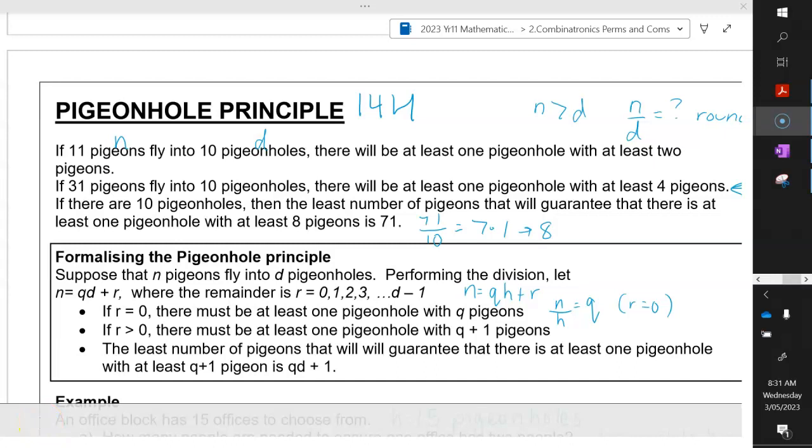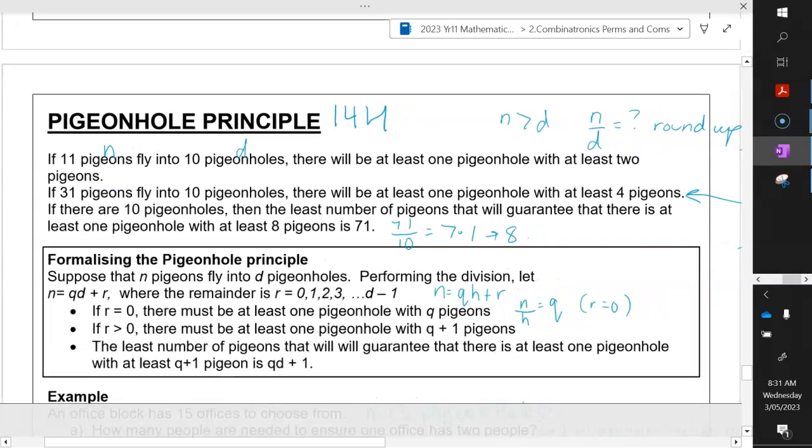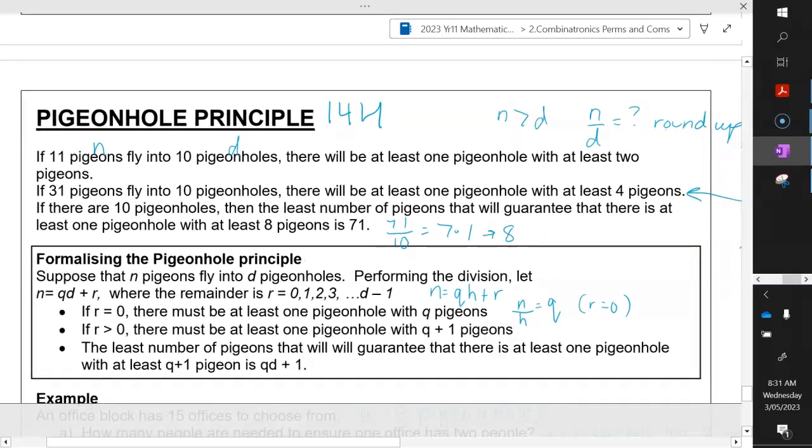Hi Year 11, today's video looks at the pigeonhole principle. This is the last principle that we're looking at in our first section of combinatorics, and it's probably something that you've not heard of before because it's relatively new to the syllabus.